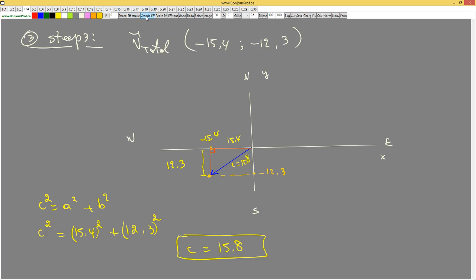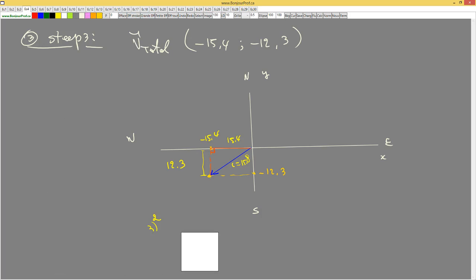And we are going to write V total equals 15.8 meters per second. And we have to find the direction. The direction is this angle here, theta. We have to find this theta here, the angle between the west and the vector. Good.